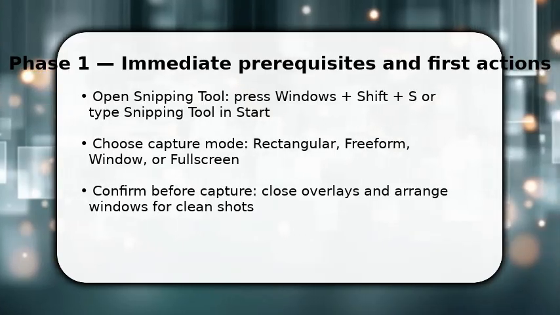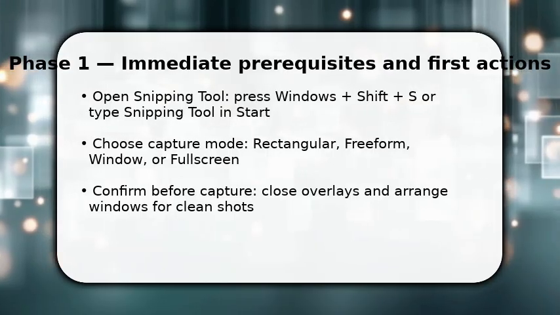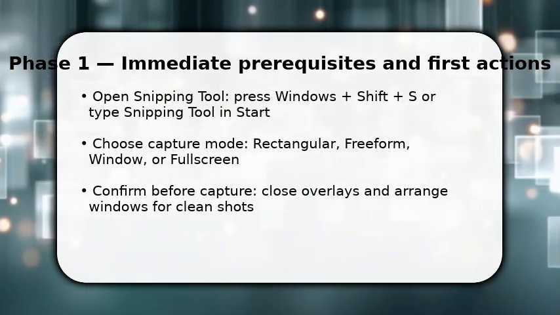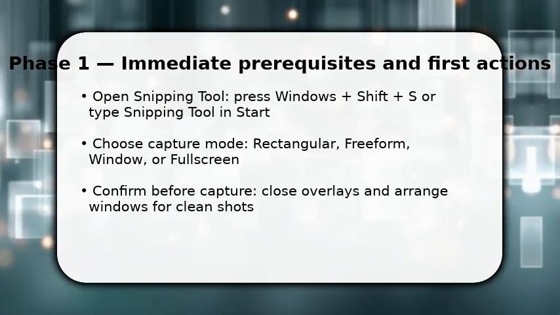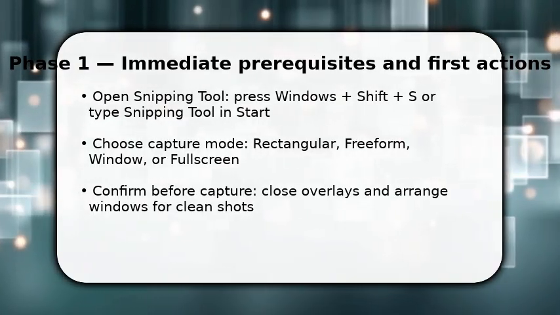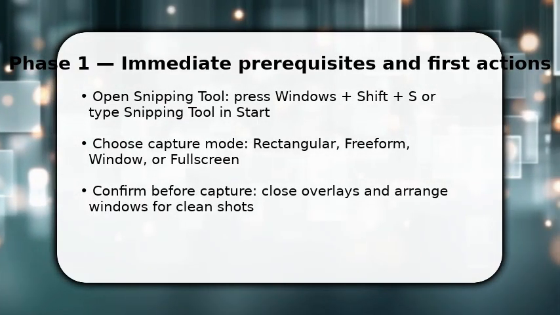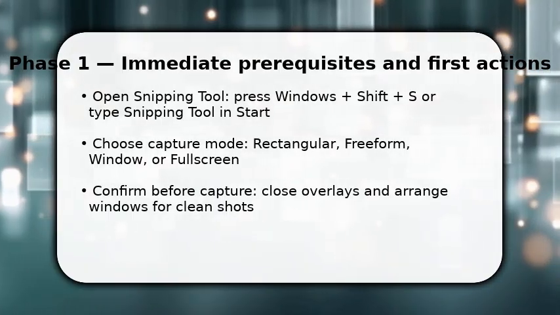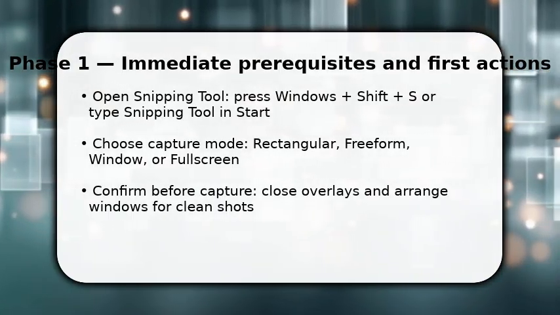You start by opening the Snipping Tool. Press Windows plus Shift plus S to jump straight into Capture. Choose a mode, rectangular for quick crops or window for apps, so you get the frame you need. Arrange your screen now, move menus or hover elements where you want them. Once done, click or drag to capture.